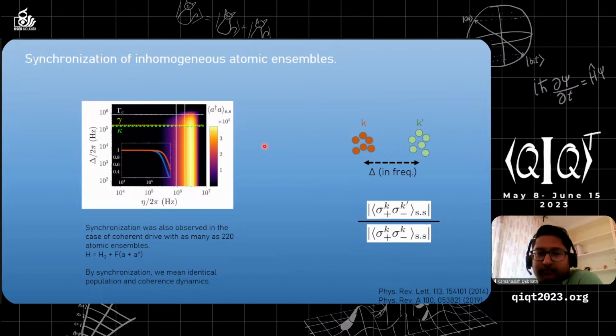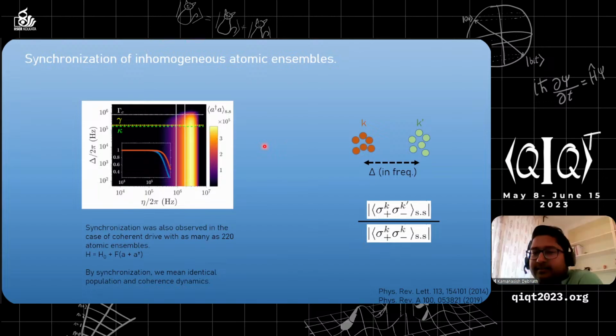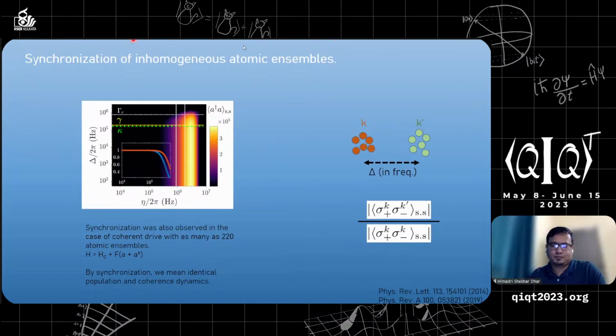Did you say QuTiP? QuTiP, yeah. But in QuTiP, you solve the master equation, right? Yeah. But if you have a smaller number of atoms, here we were solving the mean field equations, or the semi-mean field kind of thing. So yeah, there is a question.